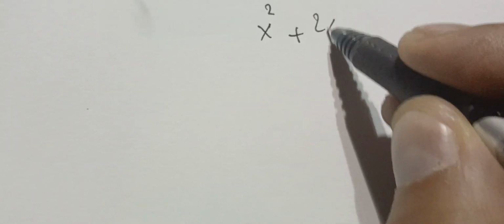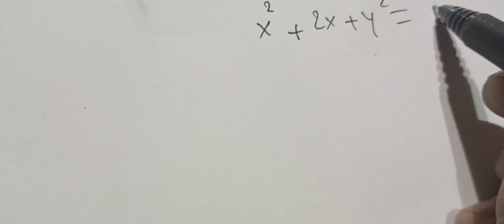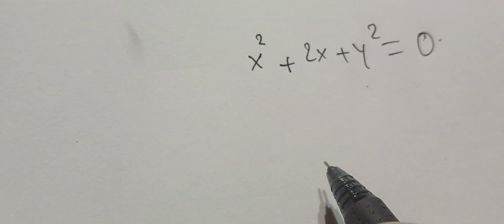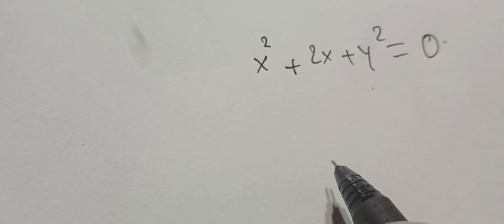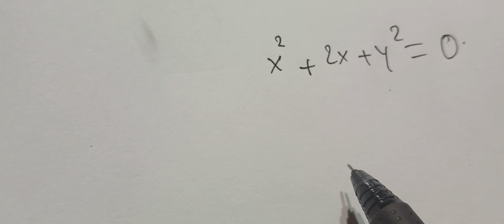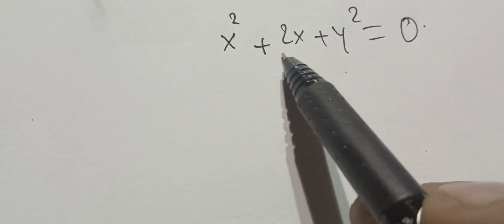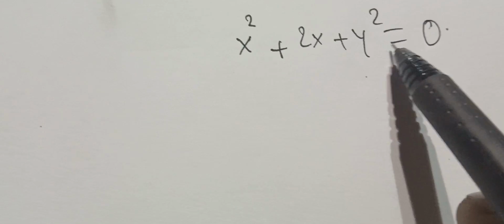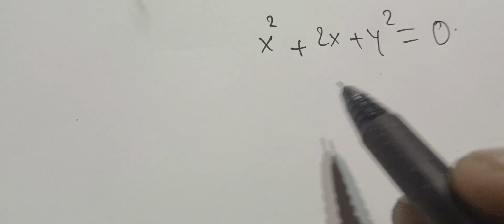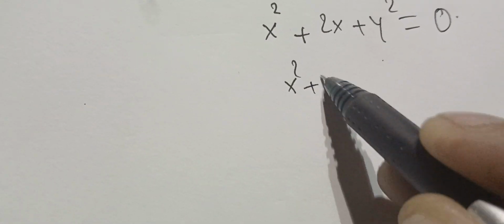In this video, we're going to determine the set of points that satisfy x squared plus 2x plus y squared equals 0. There are many ways to do this, but one of the keys is that we can notice that if we complete the square here, we'll get something that we know. So what's missing in x squared plus 2x?